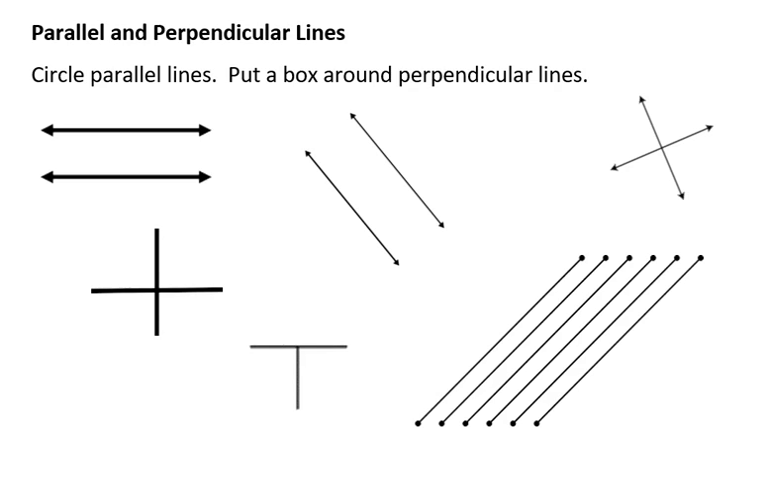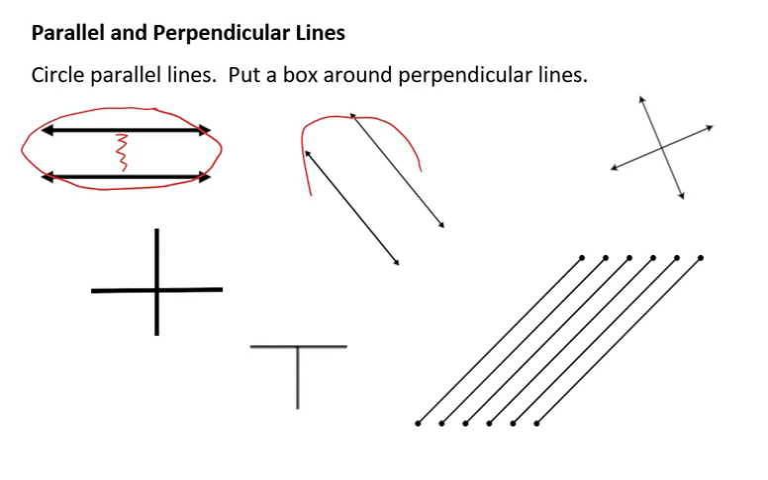In the next section, we're going to look at the difference between parallel and perpendicular lines. Parallel lines are like these lines up in the upper left corner. They are the same distance apart, and they can go on forever and ever in each direction, never crossing or intersecting each other. So this is an example of parallel lines.